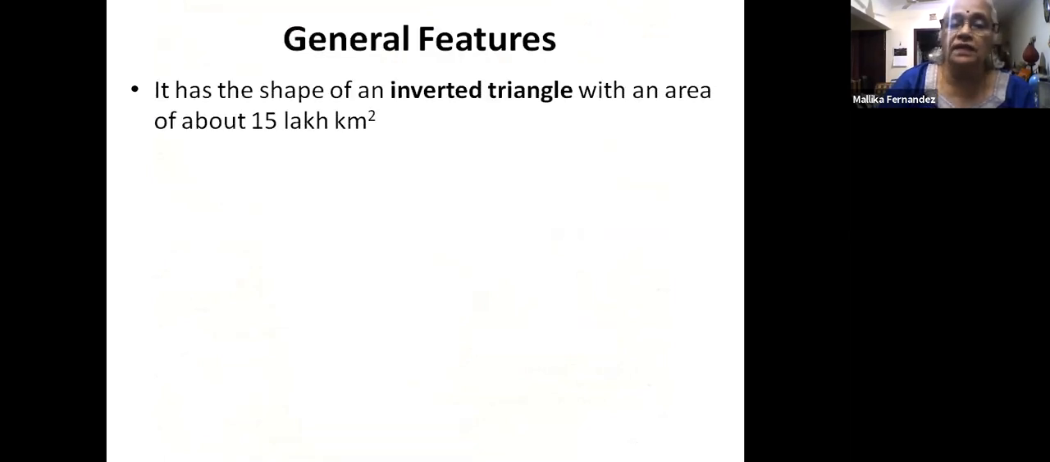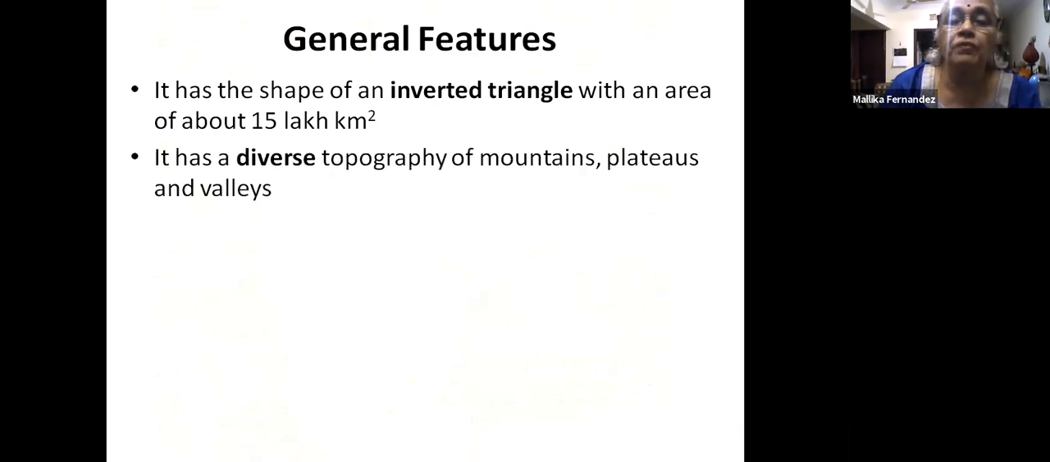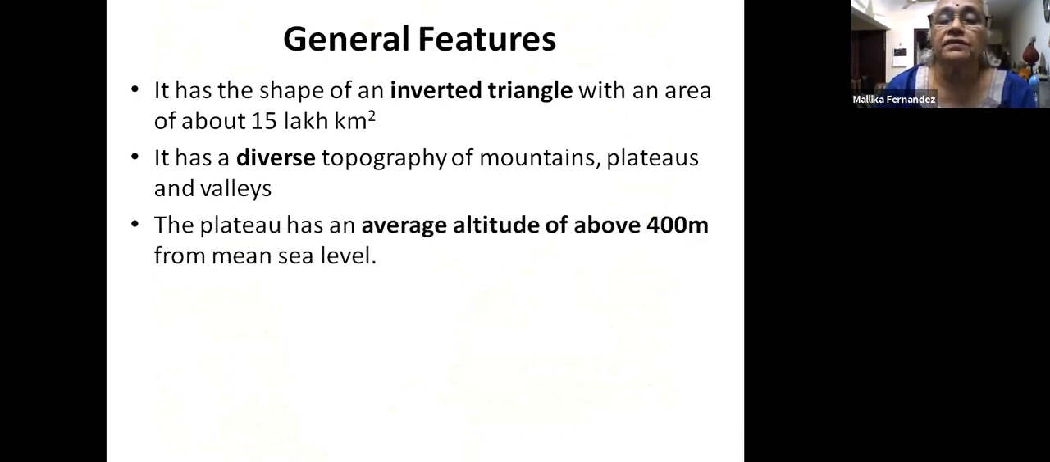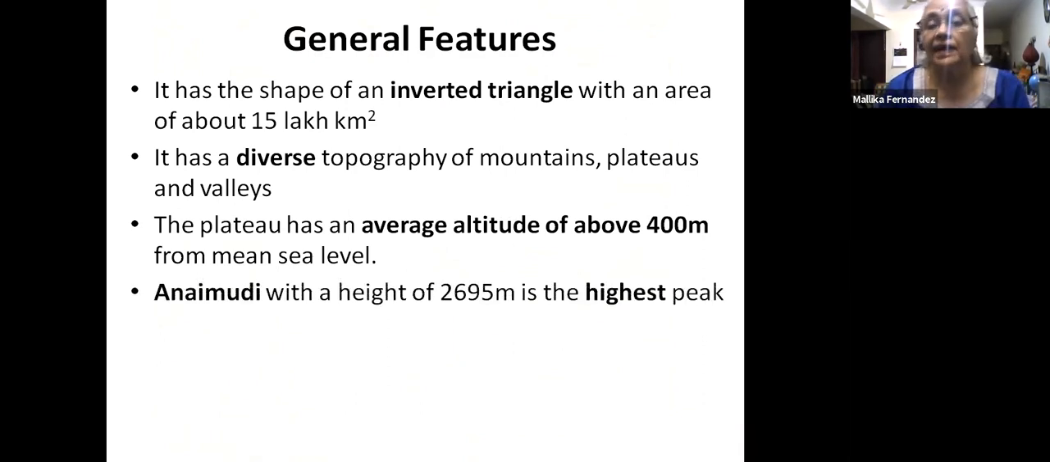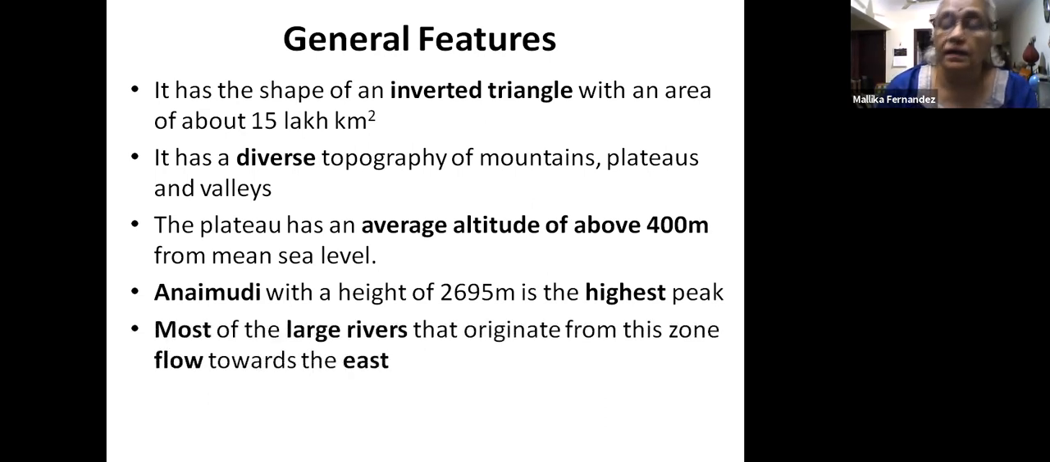Right. So what are the general features? It is in the shape of an inverted triangle with an area of about 15 lakh square kilometers. And as I said, it has a diverse topography of mountains, hills, plateaus, valleys, right across the region. The average height of the plateau is only 400 meters from mean sea level. So you're taking the highest levels and the lower levels and making it equal. The southern part is slightly higher. So you have Anaimudi here with a height of 2,695 meters, the highest peak in the Nilgiri Hills.